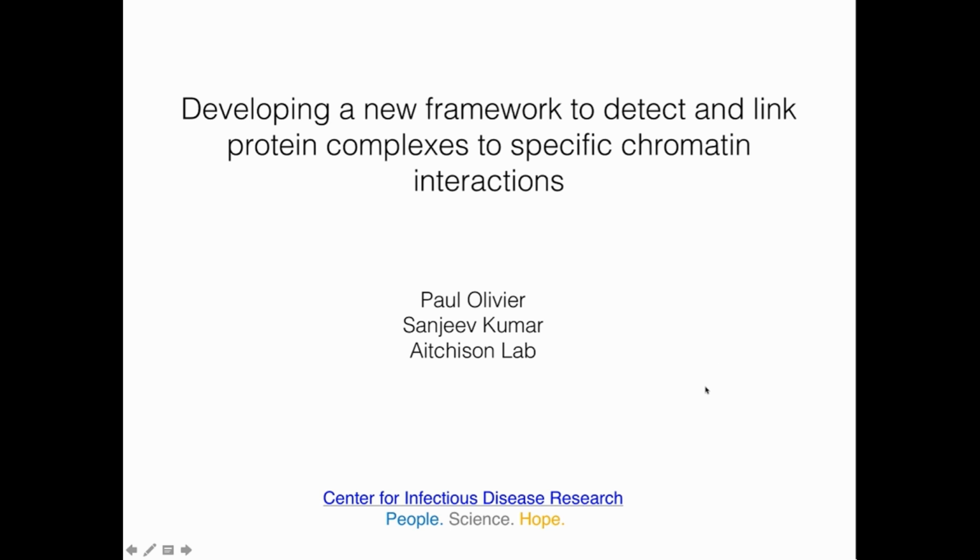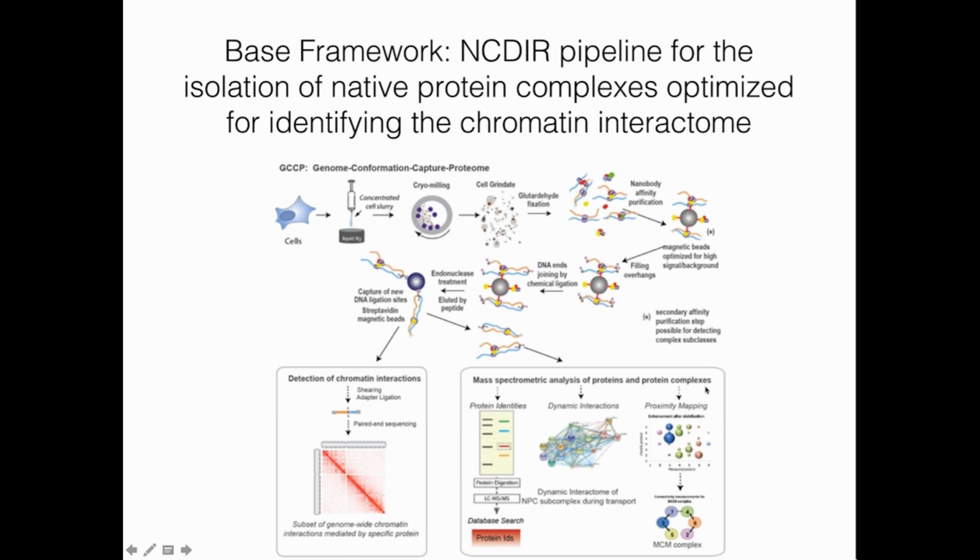And now I'm trying to advance my slides. There we go. So what we're trying to do here is use a base framework that was already put together by the NCDIR pipeline and modify it so that we can isolate native protein complexes concurrently with the chromatin interactome and to define the sequences that are associated with our proteins that we're pulling down.